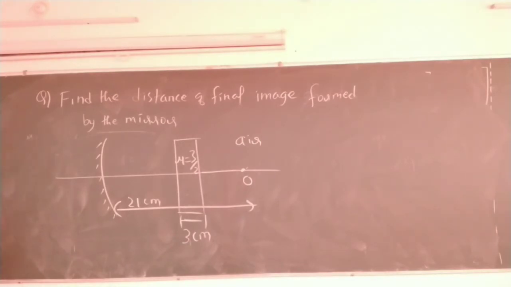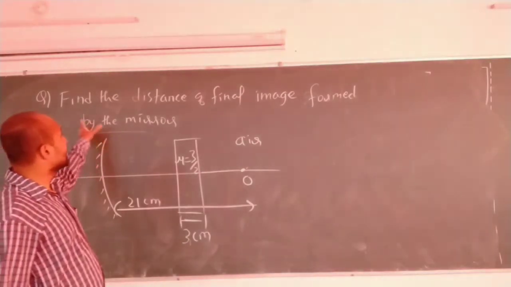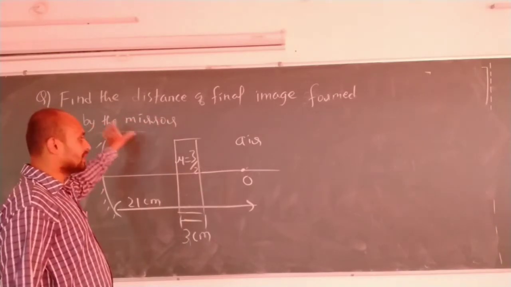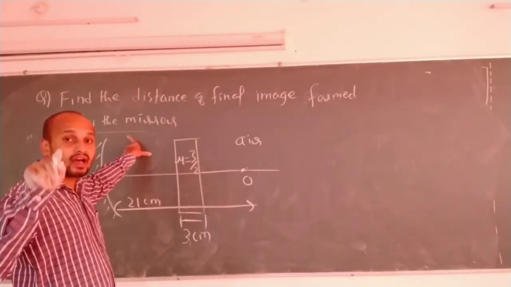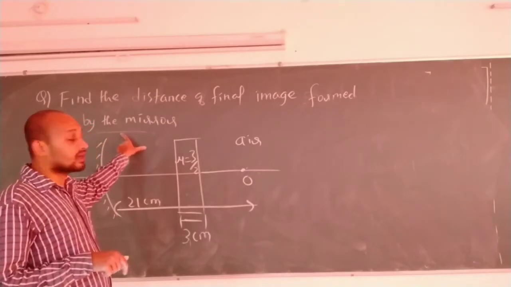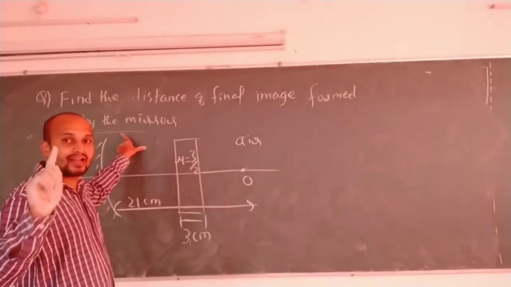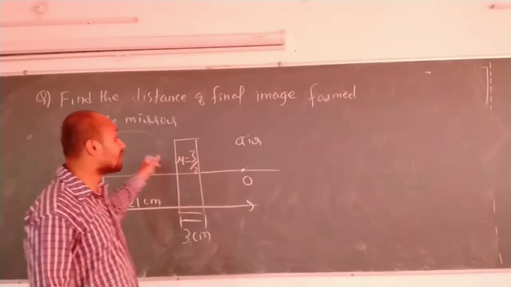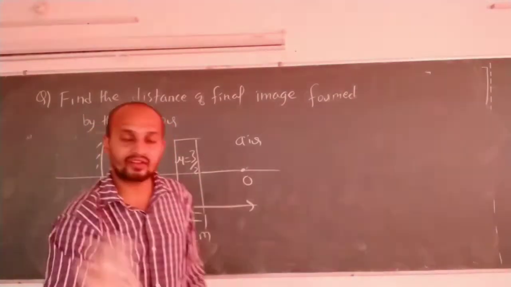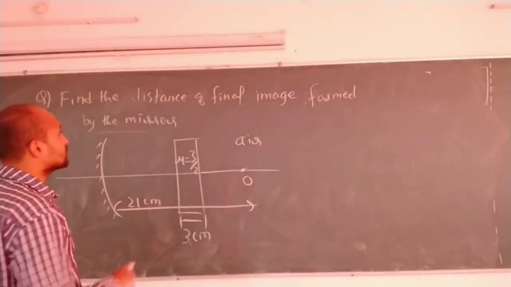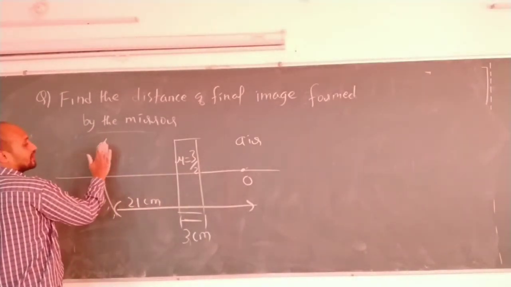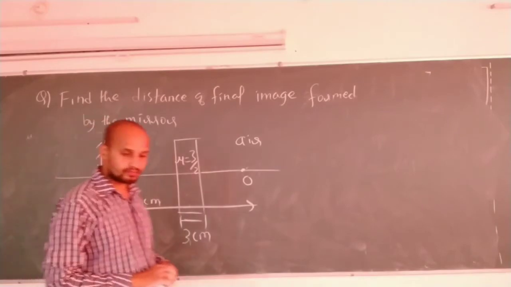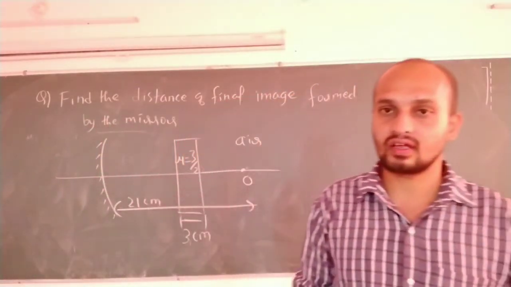Correct now? Now, to form an image by the mirror, he is asking only mirror. Try to understand. Find the image formed by the mirror. He is not asking to find the image formed by the mirror as observed by the observer. That is not it. Find the image formed by the mirror. Formed by the mirror, this mirror will make the image where? This is what it is asking.